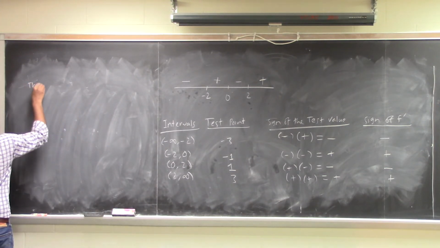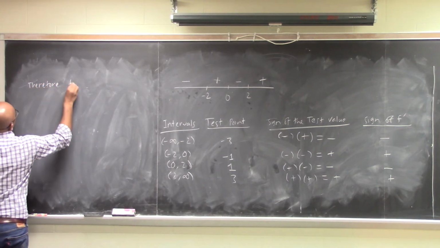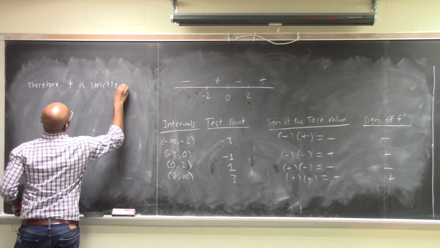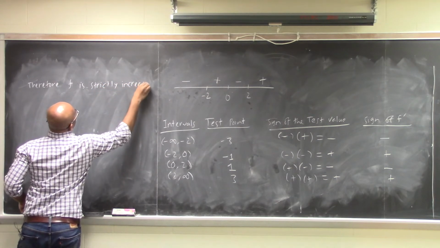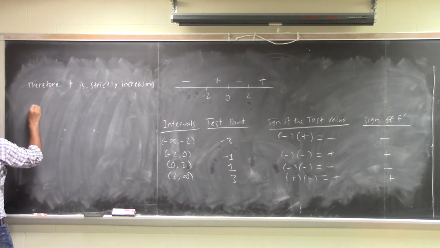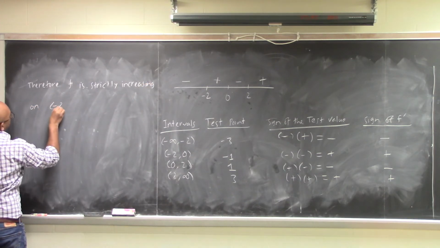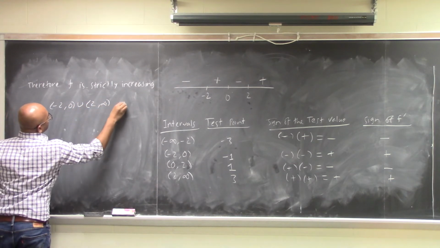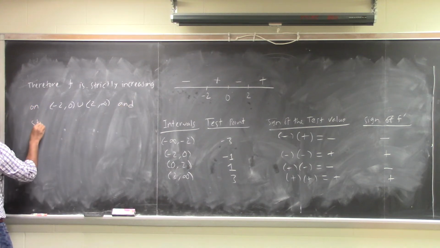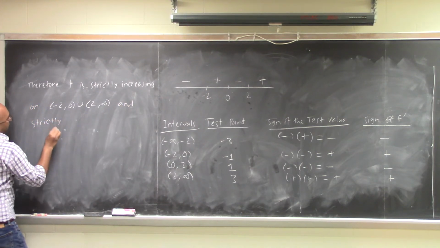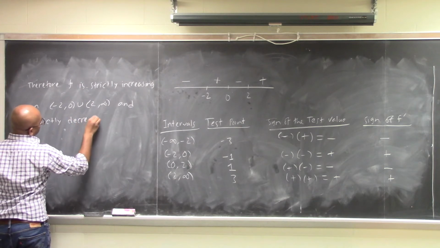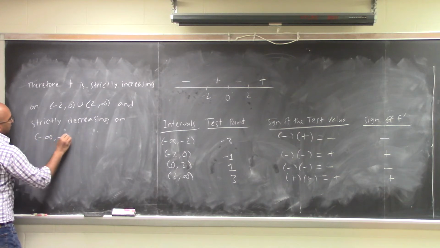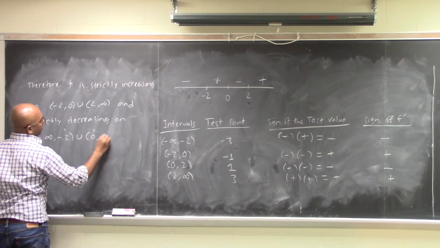Therefore f is strictly increasing on negative 2 to 0 union 2 to infinity, and strictly decreasing on negative infinity to negative 2 union 0 to 2.